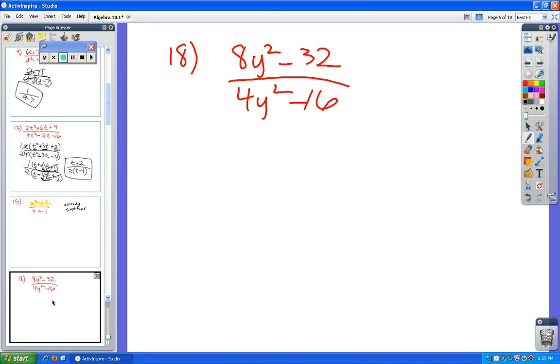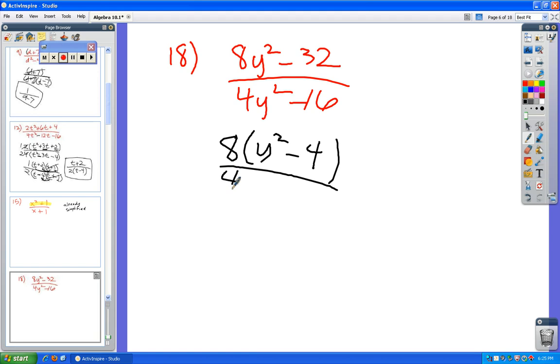18. First step, factor. Good. Do they have something in common on the top? Right here in the numerator, they have an 8. So I factor out an 8. That leaves me with y squared and a minus 4. On the bottom, you factor out a 4. If you factor out a 4 from the first term, that's a y squared minus 4. Oh, perfect. y squared minus 4 cancels. That leaves me 8 over 4, which simplifies to 2.